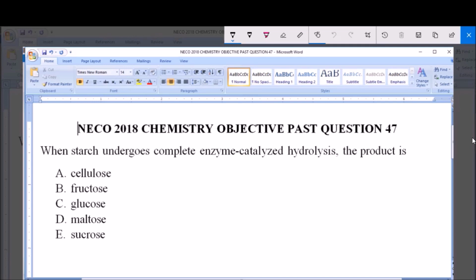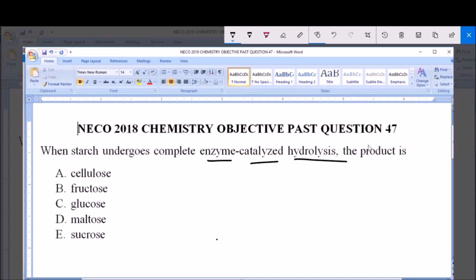I will be answering NECO 2018 Chemistry Objective Past Question 47. When starch undergoes complete enzyme catalyzed hydrolysis, the product is A. Cellulose, B. Fructose, C. Glucose, D. Maltose, and E. Sucrose. Now the question is that when starch undergoes complete enzyme catalyzed hydrolysis.